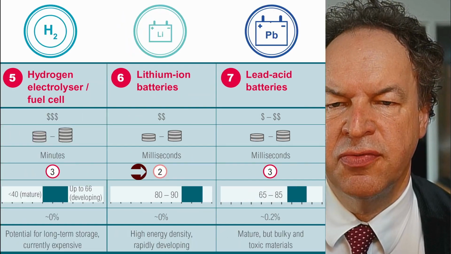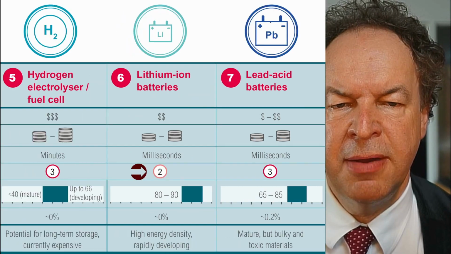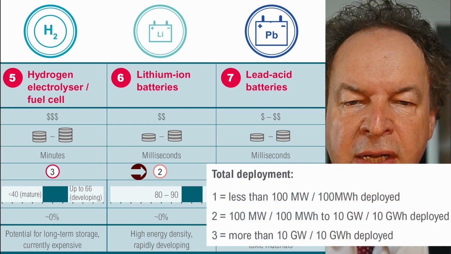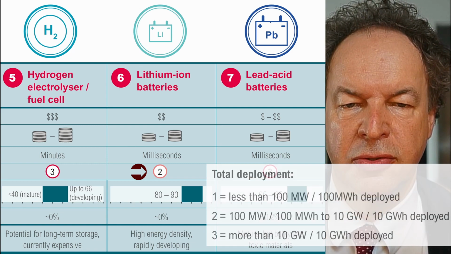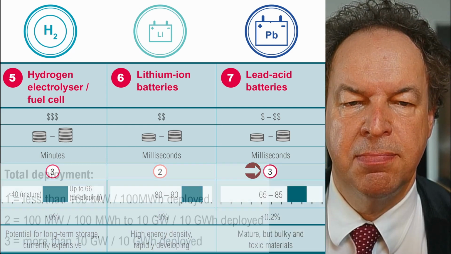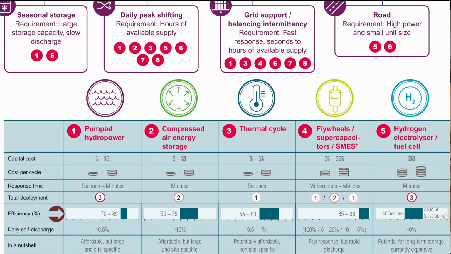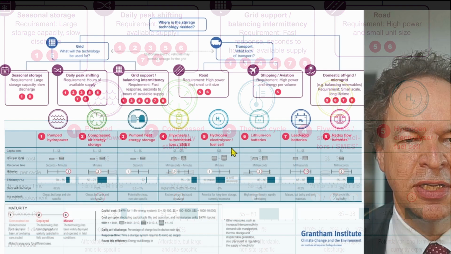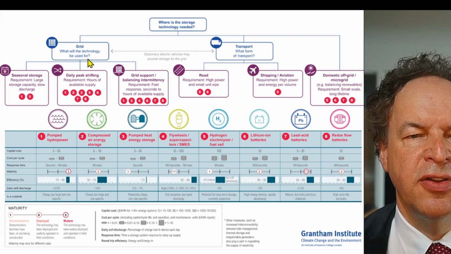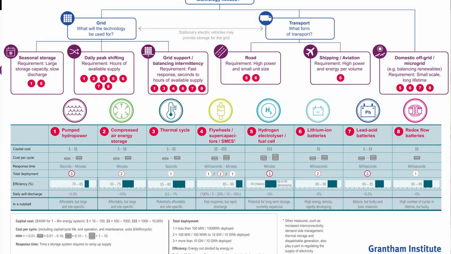Some other technologies, for example, if you take a look at lithium-ion batteries, it's semi-mature, so not completely new, but not completely mature as stationary big batteries and so on. And then you have the conversion efficiency as a parameter, the daily self-discharge, and just in a nutshell, the summary of that technology. And then you have here the different applications, so where is the storage needed in the grid or transport and so on.